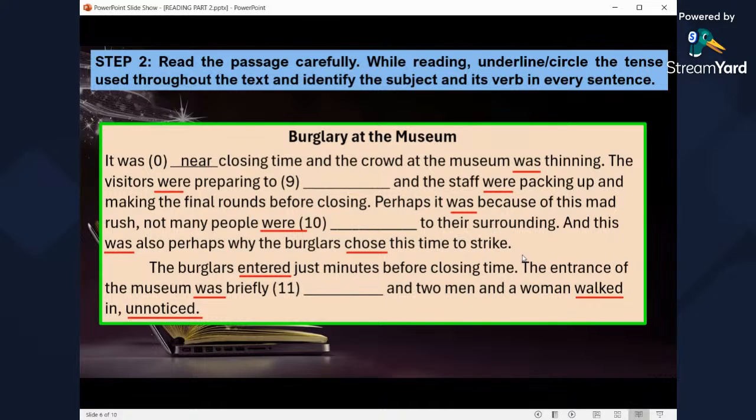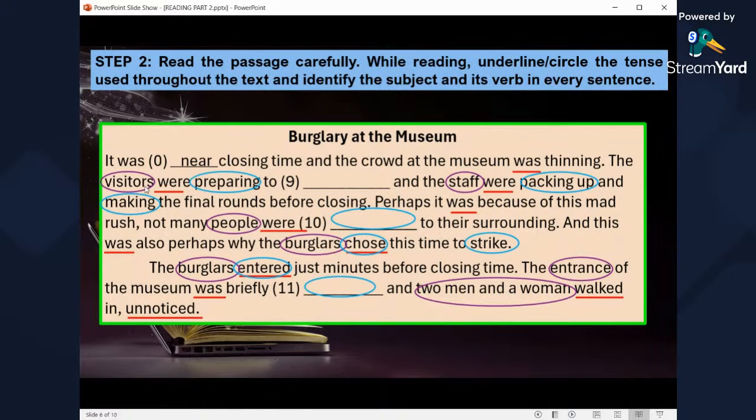Now, the next thing I want to do is I need to identify the subject and its verb. So I'm looking at the subject, all right? Visitors, staff, okay? You have people. These are all the subjects or the nouns. Burglars, entrance, 2 men and a woman. And I want to look at the verb. So what are the verbs? Visitors were preparing. And you can see here, verb to be, verb.